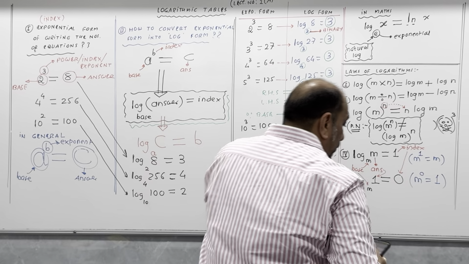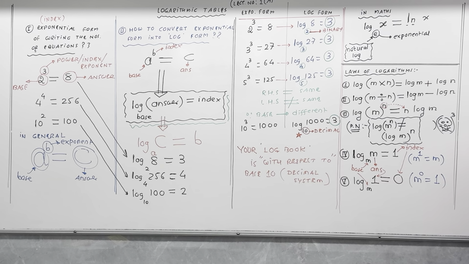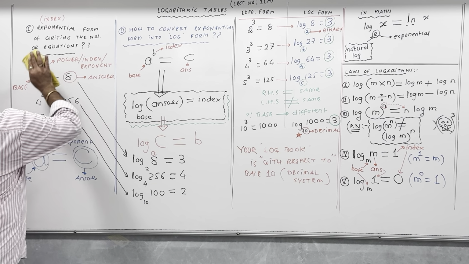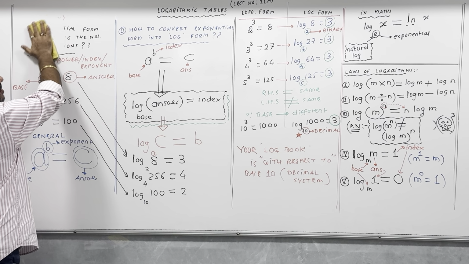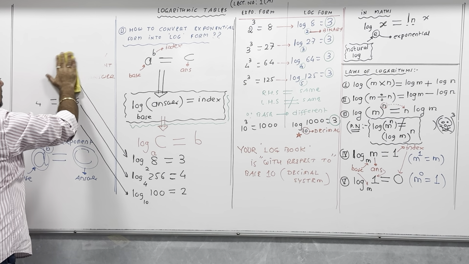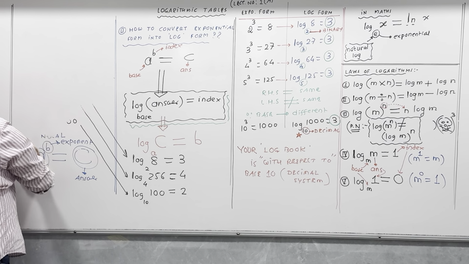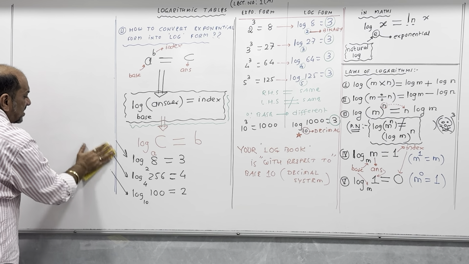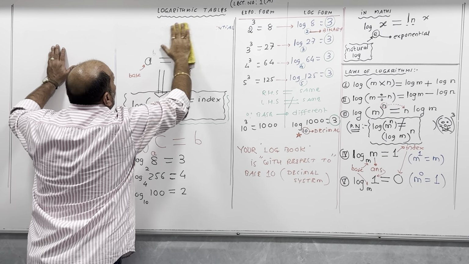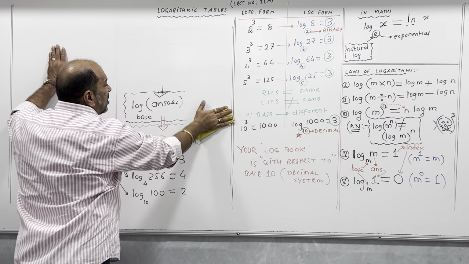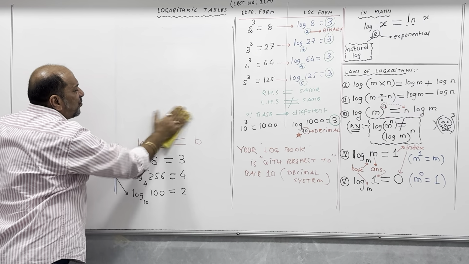Okay, so now we are going to move on to the next exercise. What is the meaning of scientific way of writing the number? The scientific way of writing the number means the decimal point should come always after the first digit.